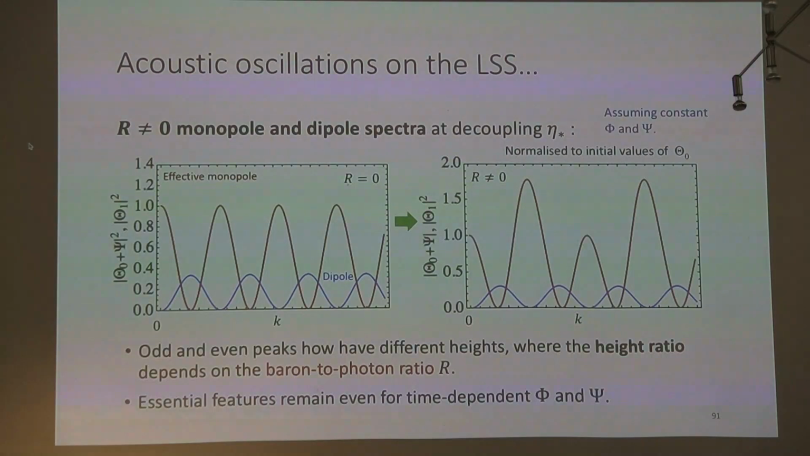Okay, so these pictures here I have plotted assuming phi and psi are constant, but the essential features of these uneven odd and even peaks due to baryon loading will remain even if you account for time dependence. Okay, so that's what happens up to the CMB photons, up to the last scattering surface, up to the time of photon decoupling. Keep this picture here in mind. For now, store it, and we'll come back to it later.